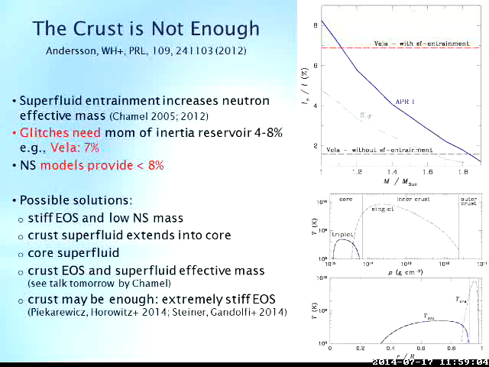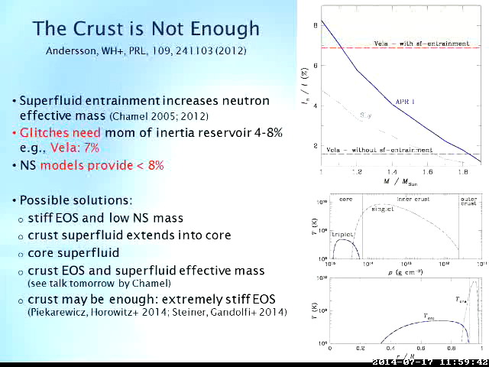So, for example, let's say SLY is the right equation of state. Then I need at least an extra 2%. So maybe the superfluid extension into the core gives me that extra contribution, enough to give me the 2%. So that's a possible solution. That's an interesting one, because then you're learning how much of the gap is extending into the core. But you can't tell that.